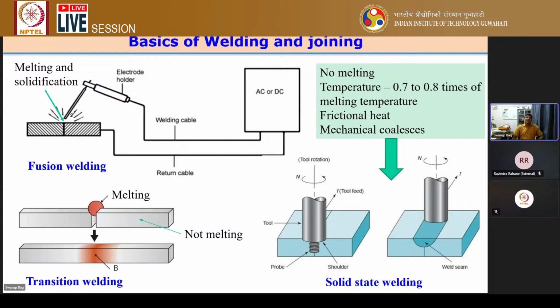Now I come to this point after which we will look into the melt processes. So after casting, the next step is the welding process, welding and joining process.